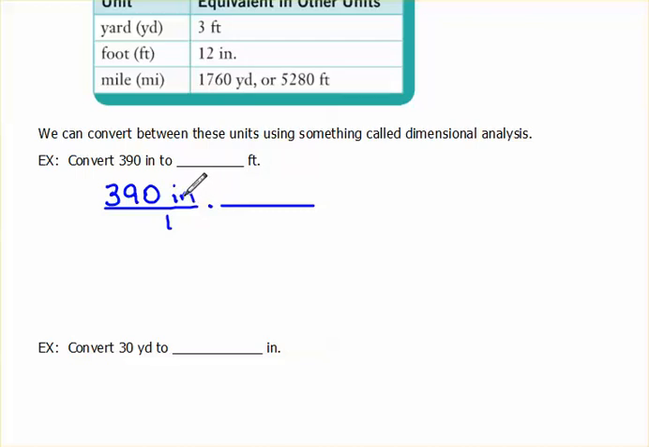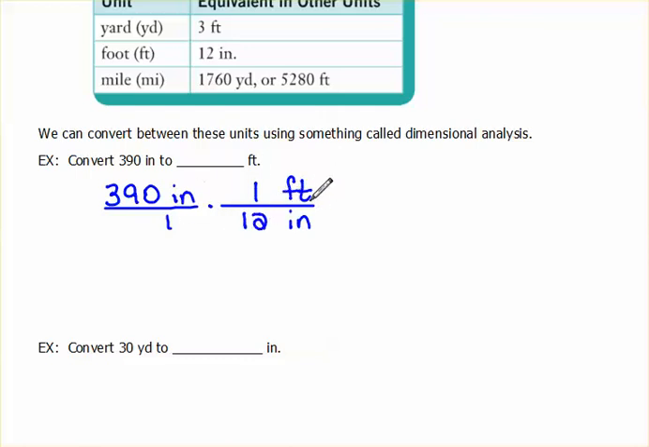We don't want inches, so I'm going to put inches on the bottom. And inches and feet are related to each other. I have a conversion factor that relates those two things, so I'm going to put feet on top. Now notice I've not put any numbers in there yet. You always start with putting your units in, and then you fill in the numbers where they belong. For instance, we know that in 1 foot there is 12 inches.